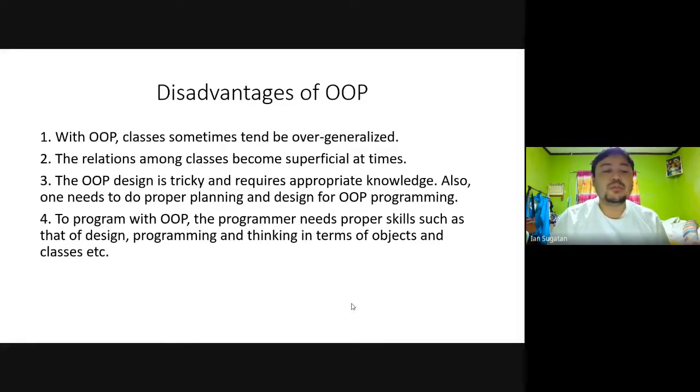Number four, to program with object-oriented programming, the programmer needs proper skills such as design, programming, and thinking in terms of objects and classes. So this is very technical. However, in practice, you will be a skilled programmer in no time. So please study that kind of approach, wherein if you're a programmer, you need proper programming skills. If you're a designer, you must have the instinct of a designer, and you must think in terms of objects and classes.